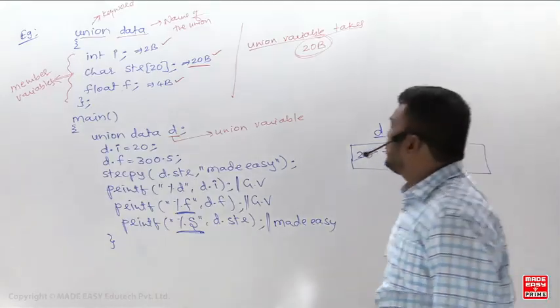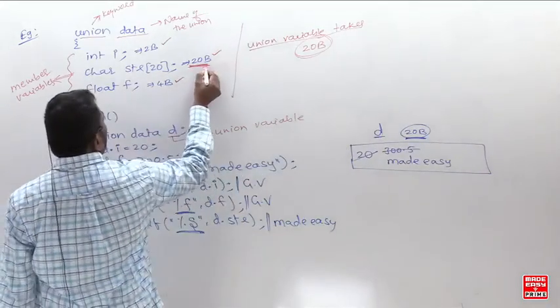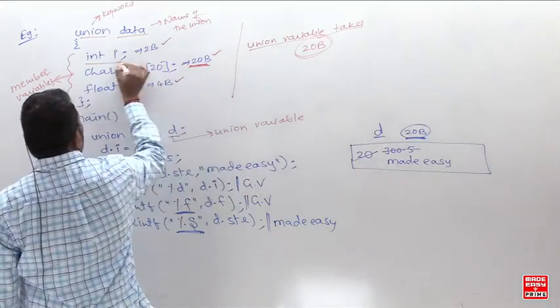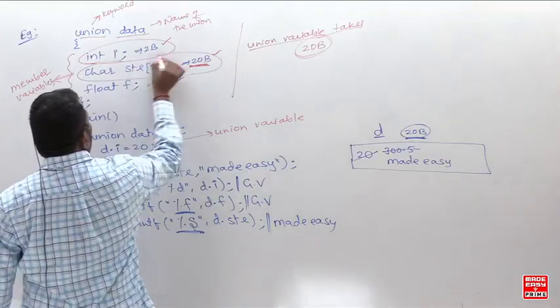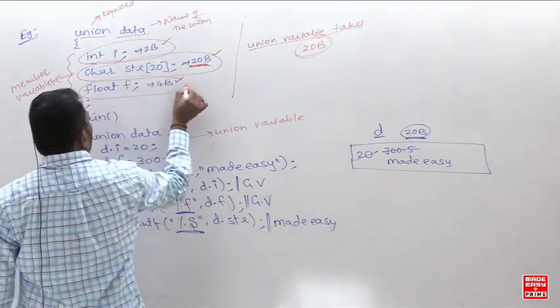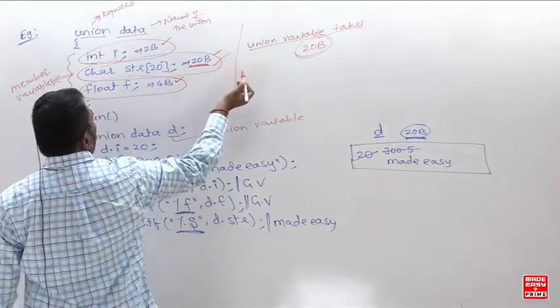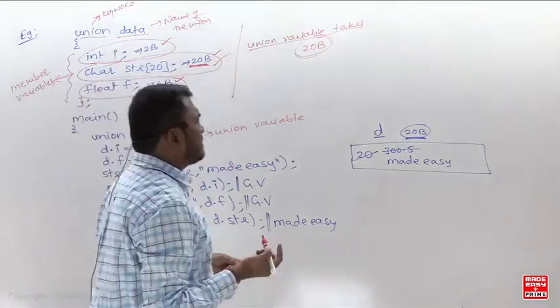Yes, sir. So here 20 bytes is what? 20 bytes is the maximum of the member variables, right? So this is 2 bytes, this is 20 bytes, and this is 4 bytes. What is the maximum of the member variables? 20. So it will take 20 bytes. That's it.